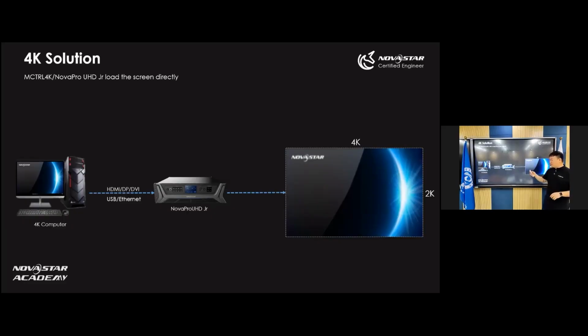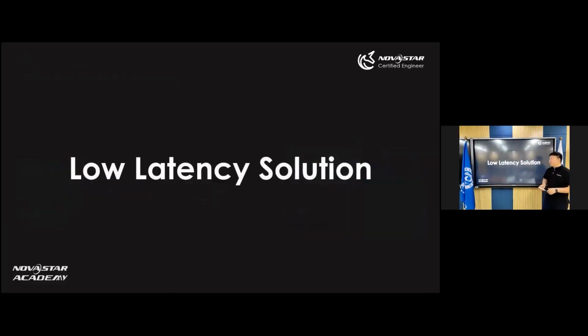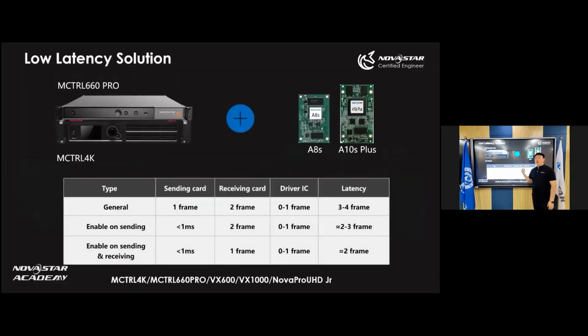Okay, now let's see the low latency solution. Low latency solutions are normally used for TV studios or television centers. They require very, very low latency for live shows. So currently, NovaStar recommends the models MCTRL 600 Pro and MCTRL 4K for this project. And for the receiving card side, we also have specific models you need to use, A8s or A10s Plus. These two sending and receiving cards work together to realize the low latency mode.